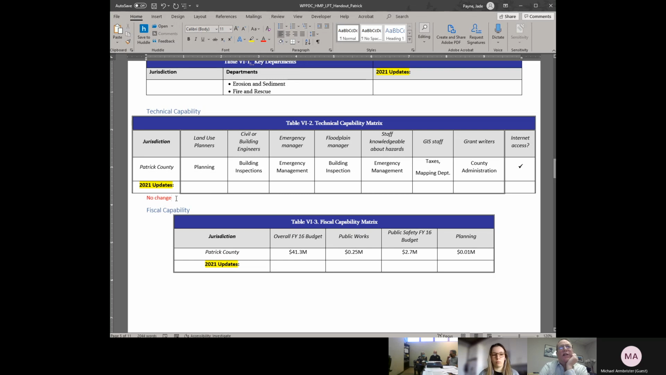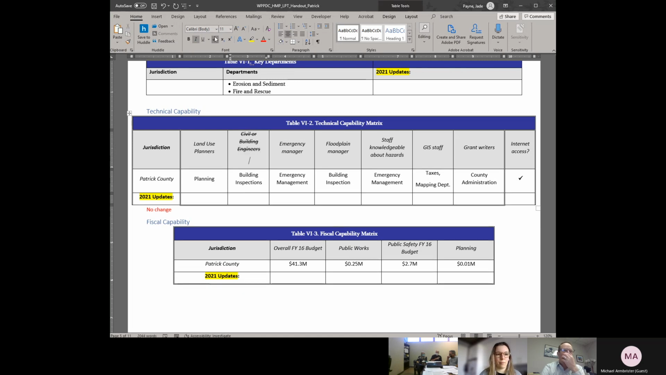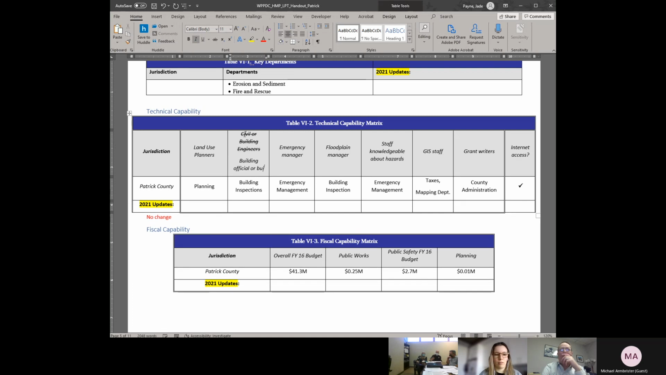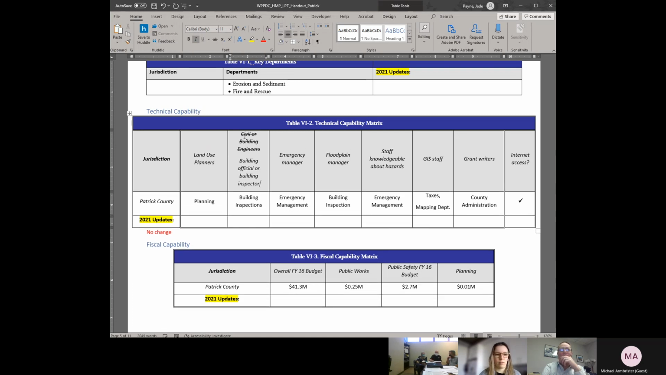Jay, the only thing I would change in all of these, not to go off the track, but that civil or building engineers is a goofy term. I don't think people refer to them as building engineers. Correct me if I'm wrong, anybody, but I think it's building official, or building inspector. Okay, yeah. We should change that in all of them. Noted.